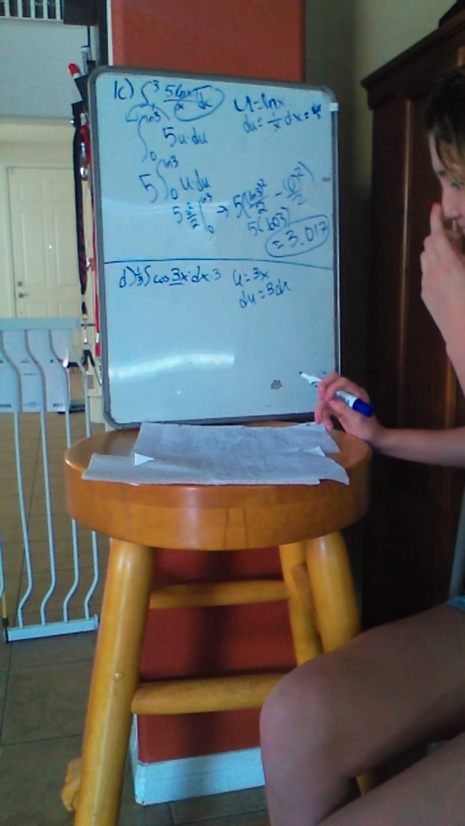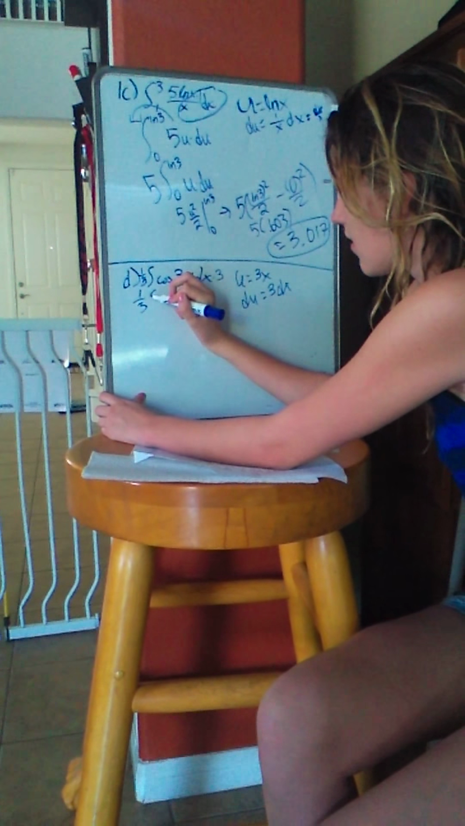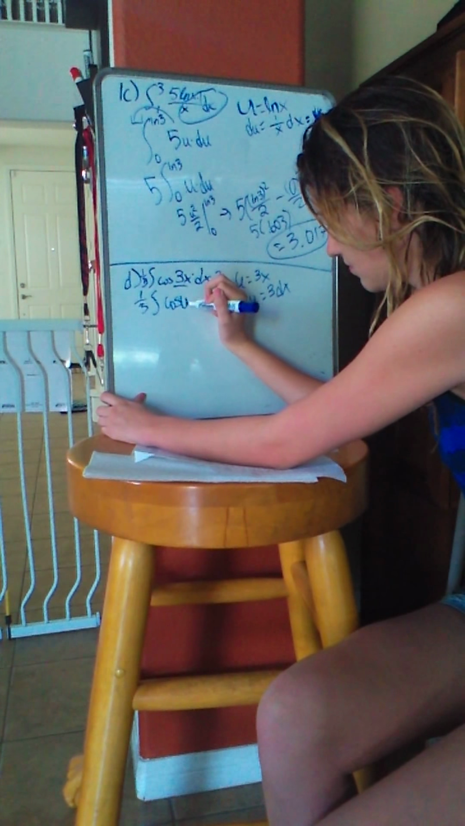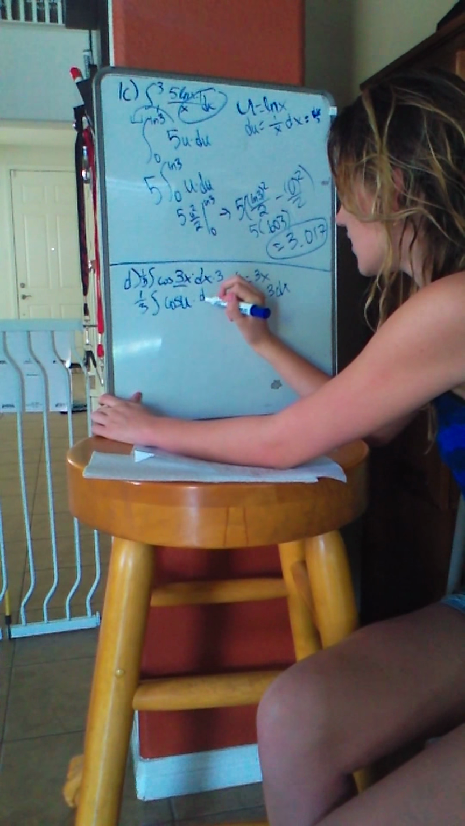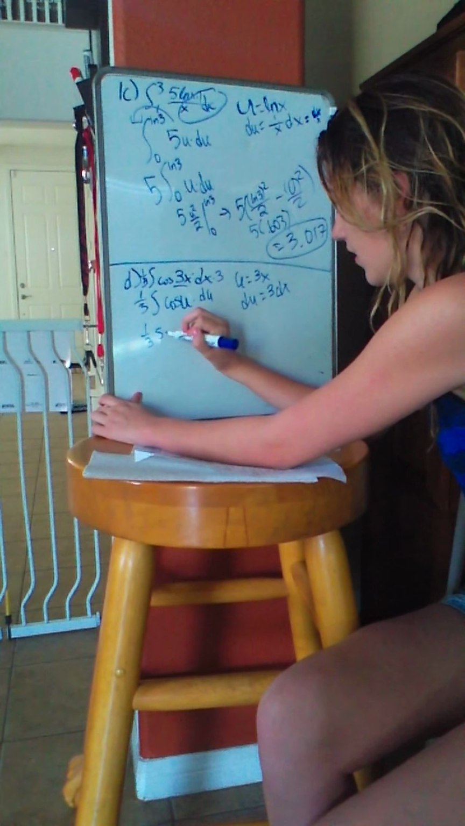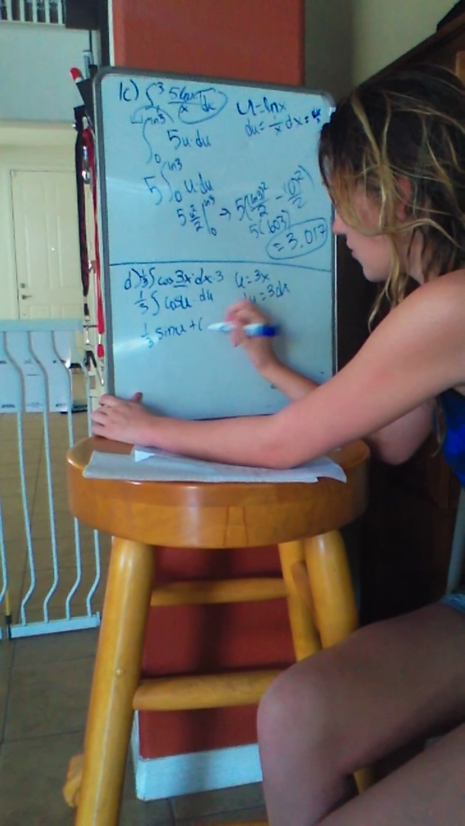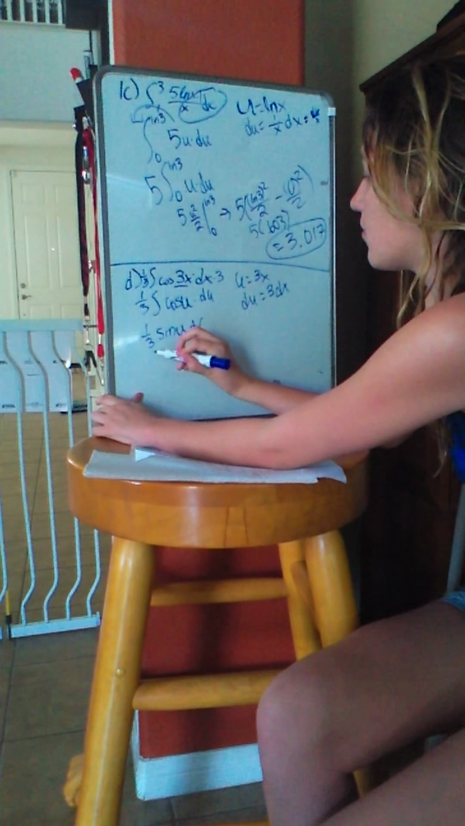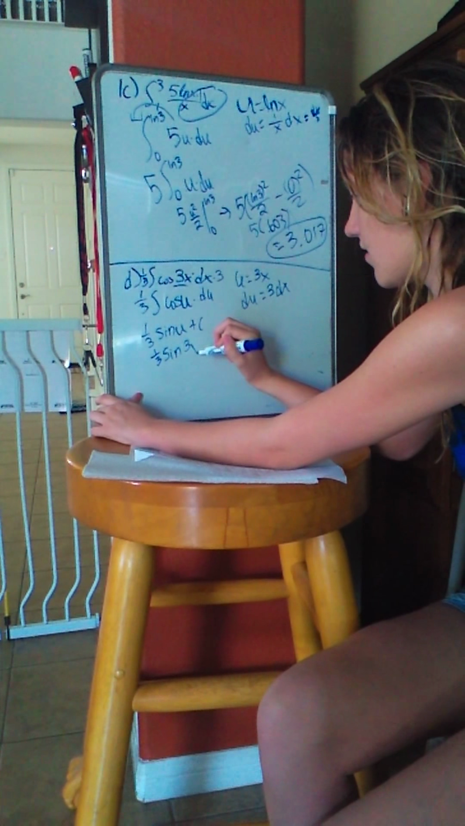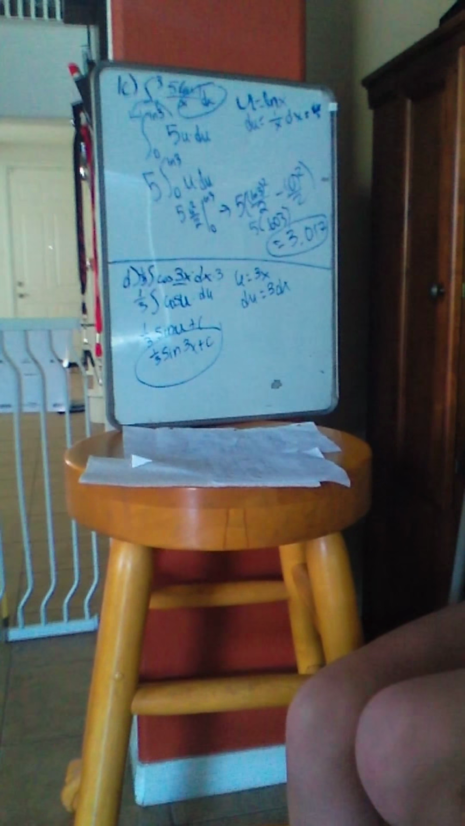So then 1/3 cos of u times du. So this would be 1/3 sine of u plus b, and then we're going to plug back in for u. So it'll be 1/3 sine 3x plus b, and that's the final answer.